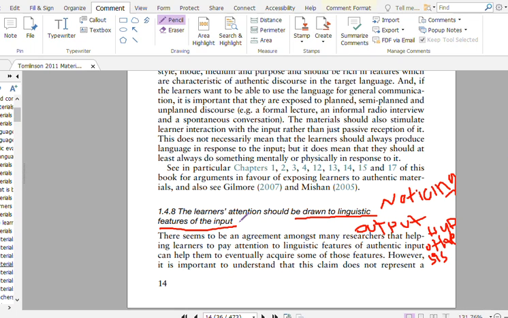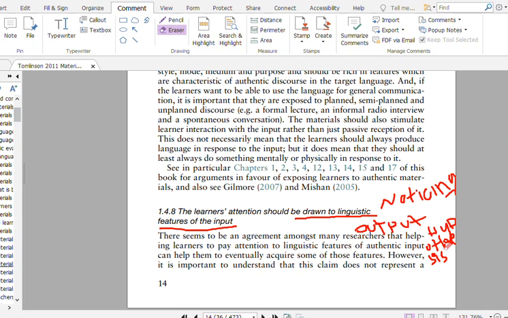But after that, it is okay to draw their attention to some of the features, some of the forms. This is called noticing. They read this text, but we say, okay, pay attention, the preposition or the indefinite article is this, or the form of the punctuation is this. This kind of activity is called noticing: drawing a student's attention to the form of language.